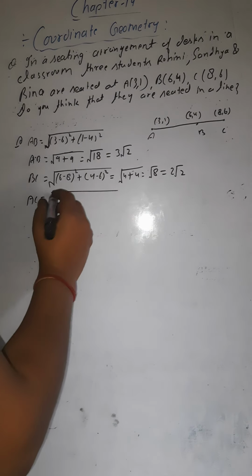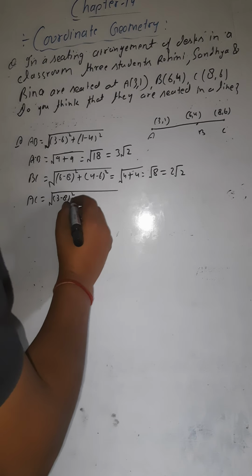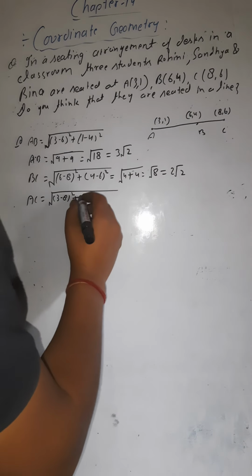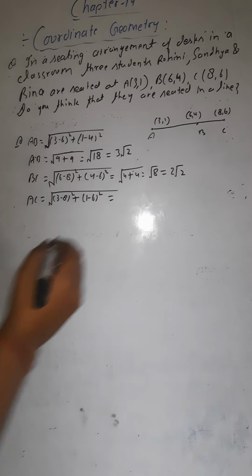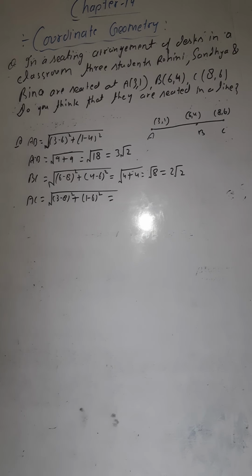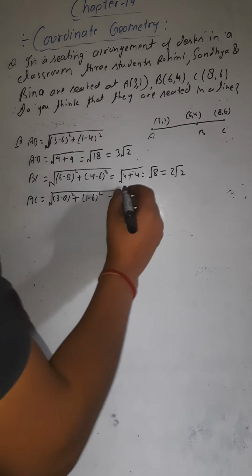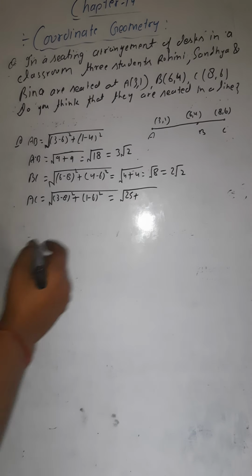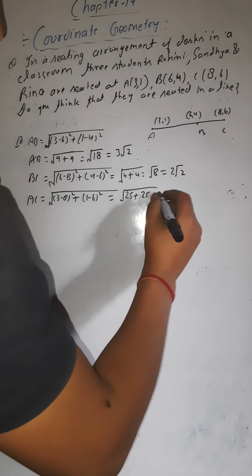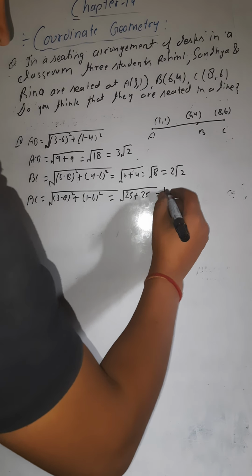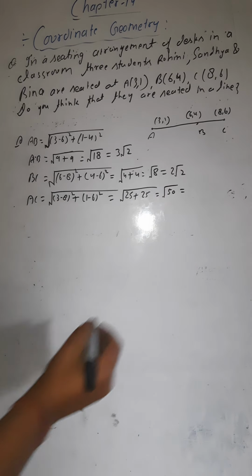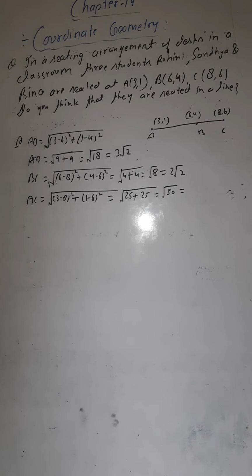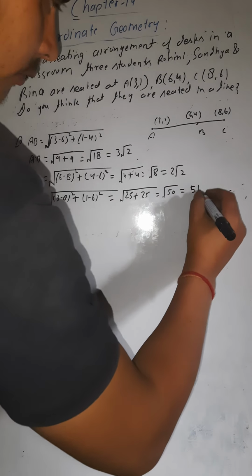3 minus 8 whole square plus 1 minus 6 whole square. So 3 minus 8 would be how much? Minus 5. And square of minus 5 is 25. 1 minus 6 is minus 5, square of minus 5 is again 25. So it would be how much? 50. And you can write it as 5 under root 2.